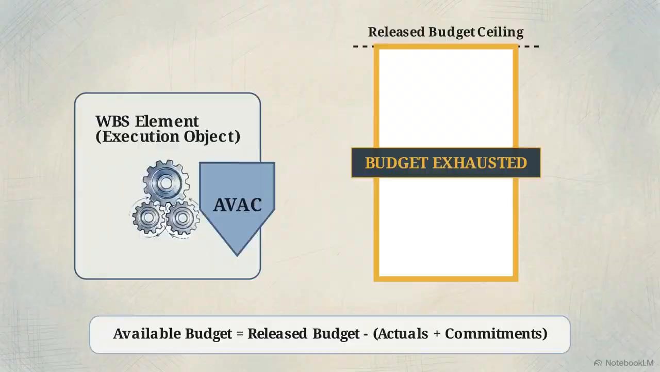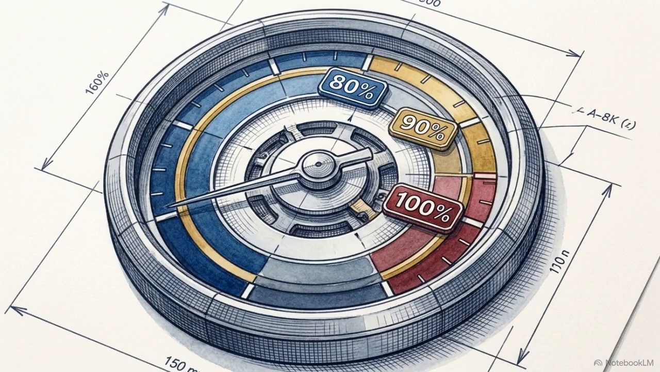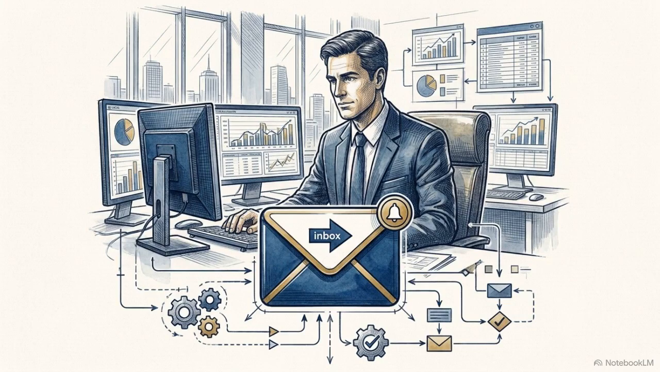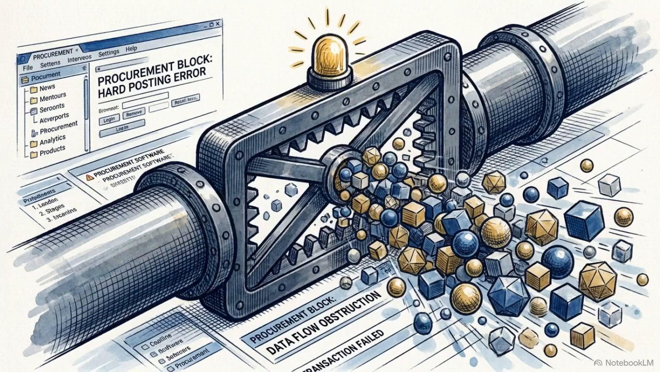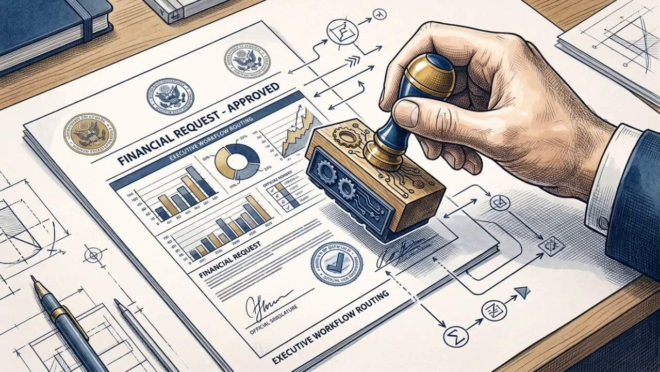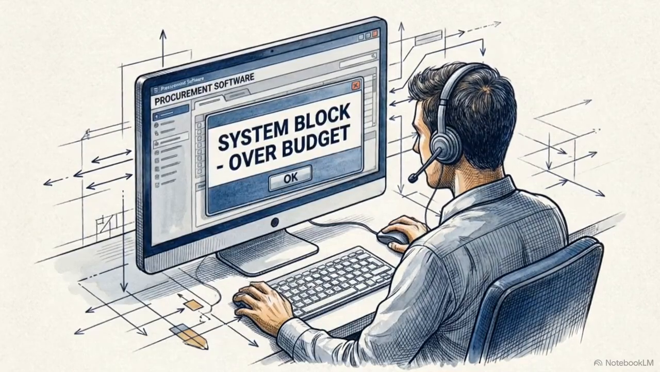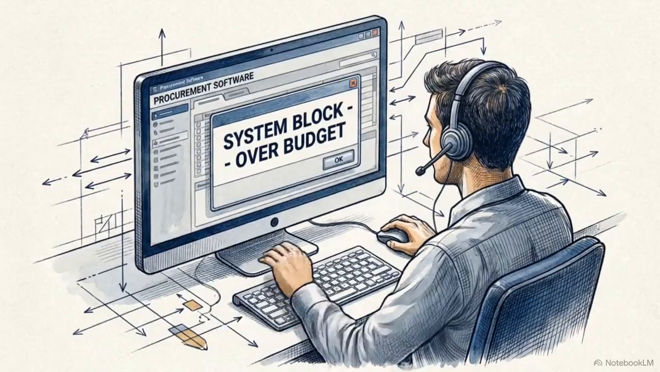the available budget. To manage this, architects configure multi-tier AVAC tolerance limits based on the percentage of the budget used. At 80% consumption, the system issues an informational warning directly to the buyer's screen. If spending hits 90%, it triggers an automated alert notification directly to the project controller. And at 100%, the system executes a hard error and places a posting block on any new purchase orders. Bypassing that block requires a formal budget supplement, which must route through an approval workflow before procurement can resume. AVAC functions as a real-time barrier, physically preventing rogue overspending by blocking purchase orders at the point of entry.